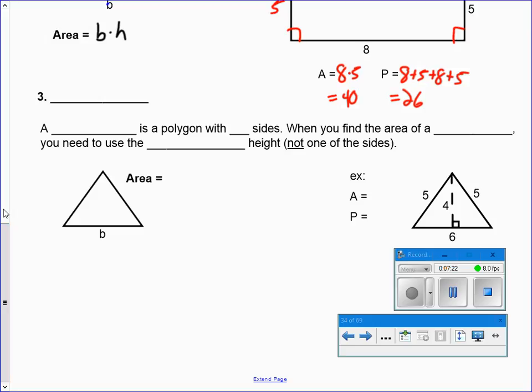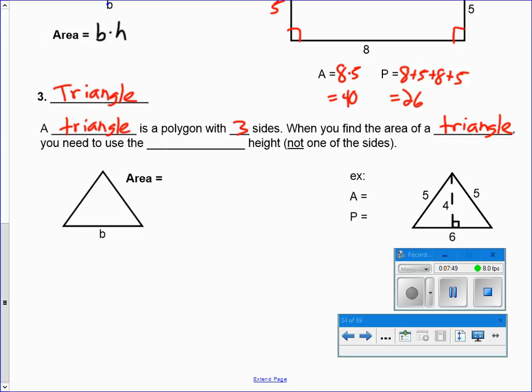Alright, third polygon is a triangle. Again, you guys know what a triangle is, pretty easy one. Triangle is a polygon with 3 sides. Alright, so quadrilateral has 4 sides, triangle has 3 sides.